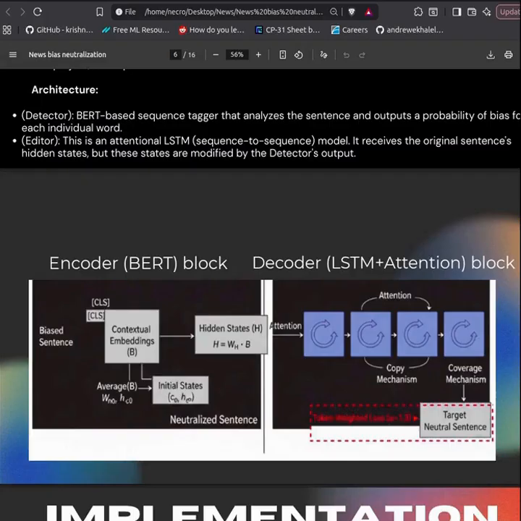The key difference in the modular model I used is that there is an explicit detector step that gates this process, telling the editor which words to rewrite. Finally, both models are trained using token weighted loss, which I will be discussing further.